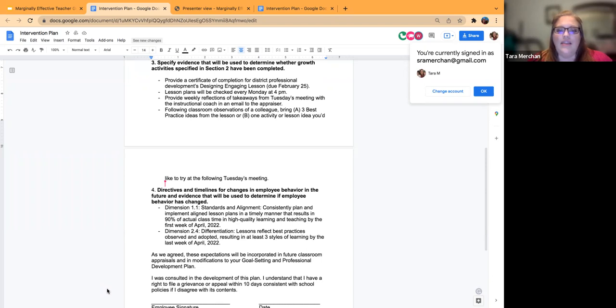And lastly, the differentiation. We would like her to have her lessons reflect best practices that she's observed and then subsequently adopted, resulting in at least 3 different styles of learning that she's including in her classroom instruction by the last week of April in 2022.